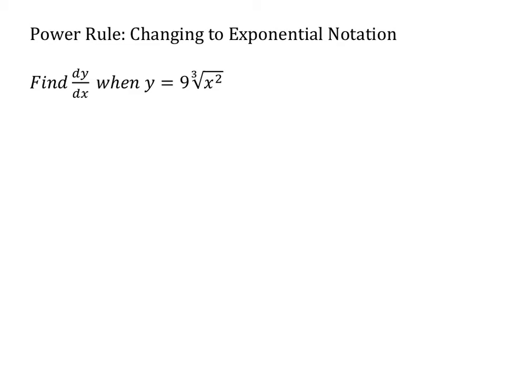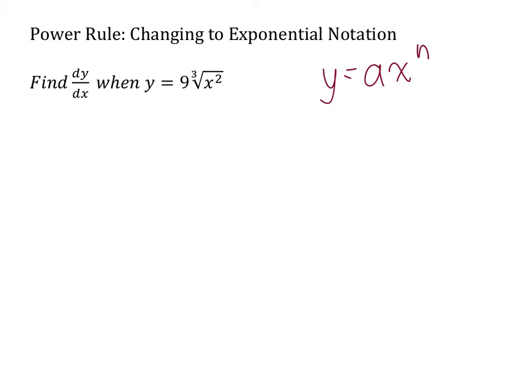Okay, now we're actually going to move into a problem where we're going to change the notation of our original function y without changing its value. So we'll show an example here. We have y is equal to 9 times the cube root of x squared. So what I want to do is force it to be something like this, right? Where we have an x raised to n. Because if it's in that form, then this is something I can derive really easily using the power rule.